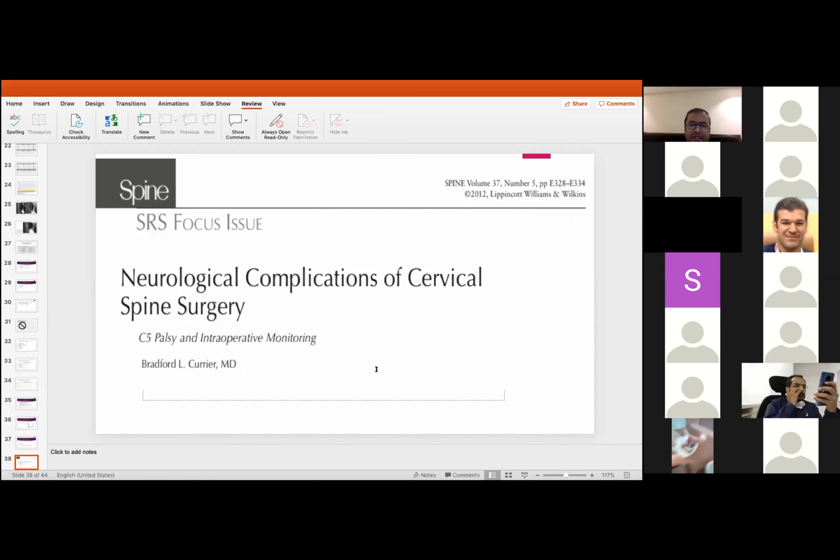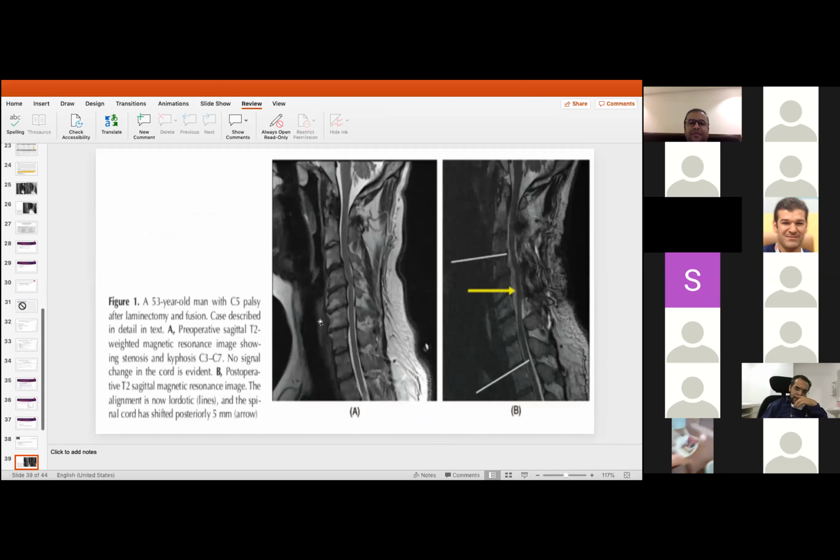before this paper. This is a paper talking about neurological complications of the cervical spine, namely the C5 palsy. And I believe this is one of the best papers I've read about the cervical spine, talking about the mechanism of why C5 is the most common reason.